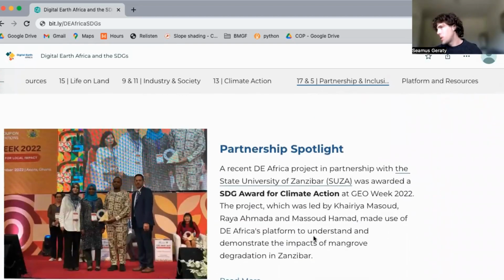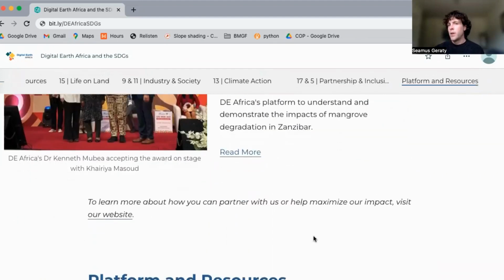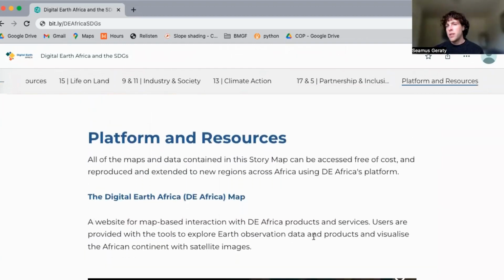Here you can see a quick partnership spotlight that shows a recent Digital Earth Africa project in partnership with the State University of Zanzibar that was awarded an SDG award for climate action at GeoWeek in 2020, which is pretty cool. So the story map here pretty much ends with links out to the platform and resources.